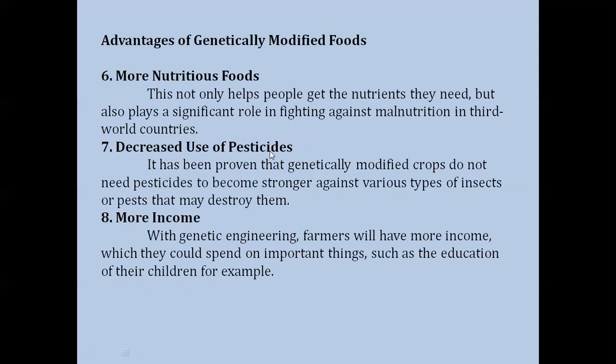Next is decreased use of pesticide. It is also found that GM crops need a low level of pesticide. Pesticide is used to resist pest attack in the field. So once you are using the pest resistant variety, you need not use additional pesticide. And then, more income. With genetic engineering, farmers will have more income because production will be higher and the requirement of pesticides will be less, so they can also save money.